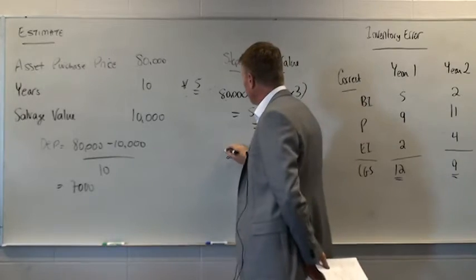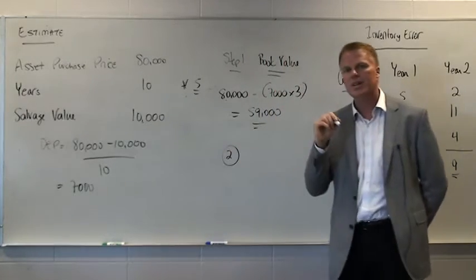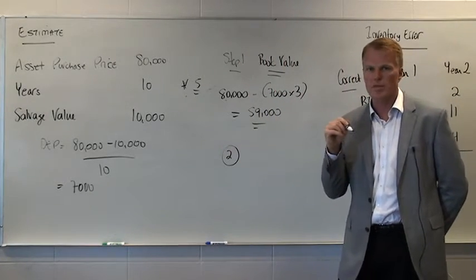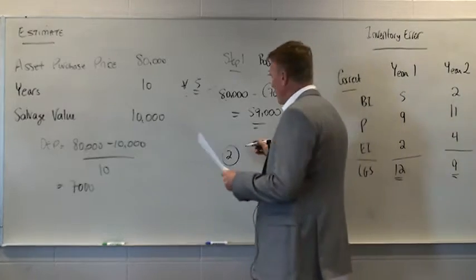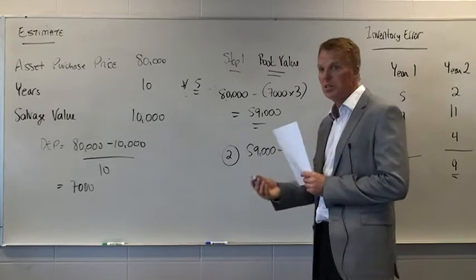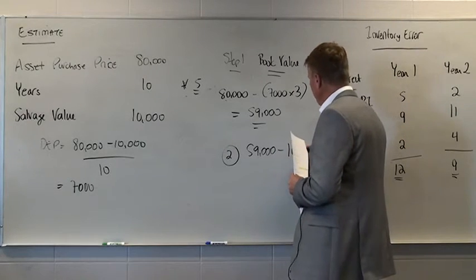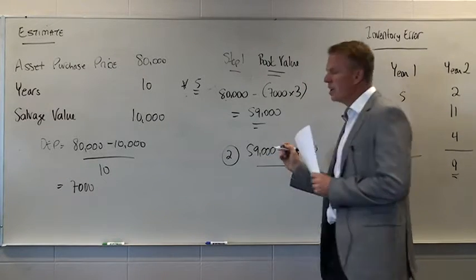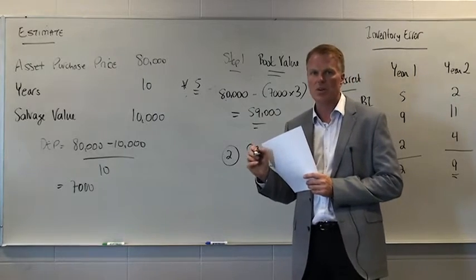Step two, we need to incorporate now the new information. So our new information tells us that the book value is $59,000. We're still going to have the same salvage value of $10,000. And our total useful life is now equal to 5.